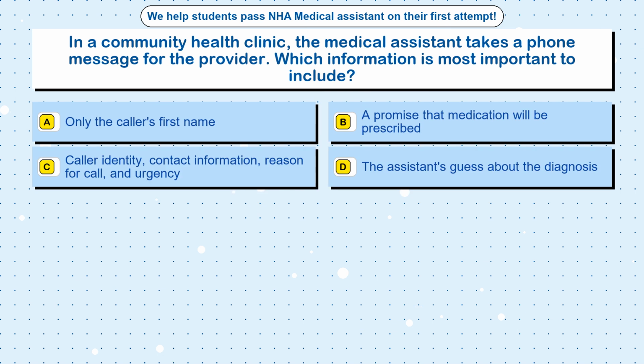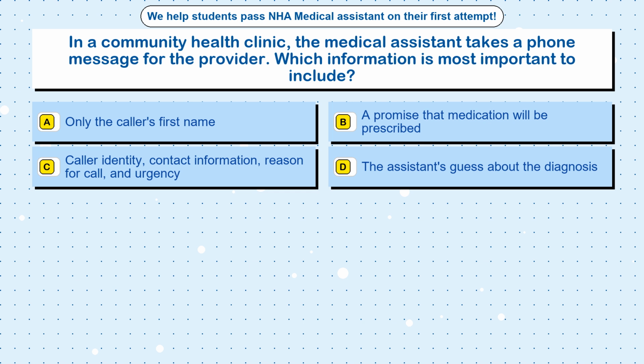Question 93. In a community health clinic, the medical assistant takes a phone message for the provider. Which information is most important to include? Option A. Only the caller's first name. Option B. A promise that medication will be prescribed. Option C. Caller identity, contact information, reason for call, and urgency.